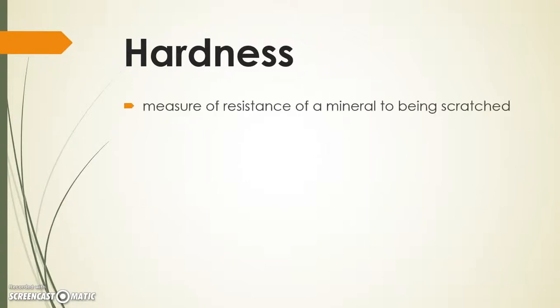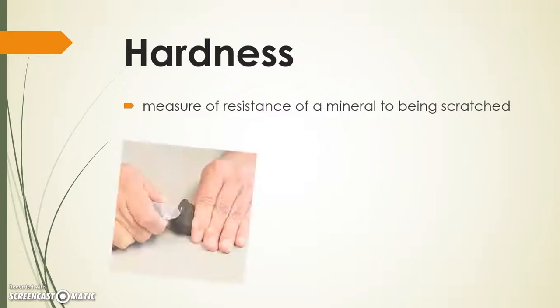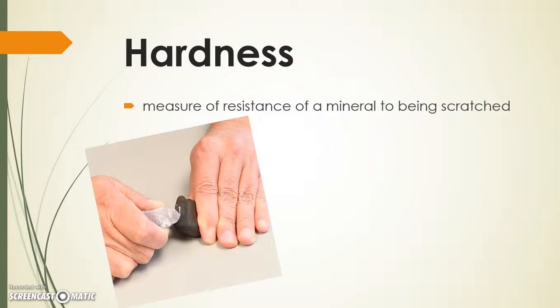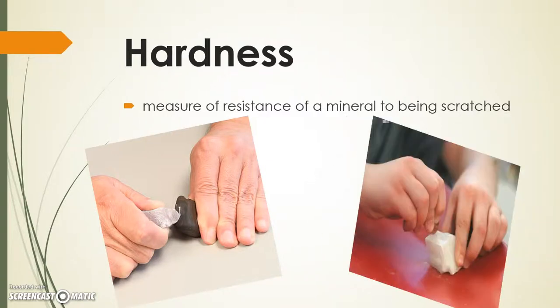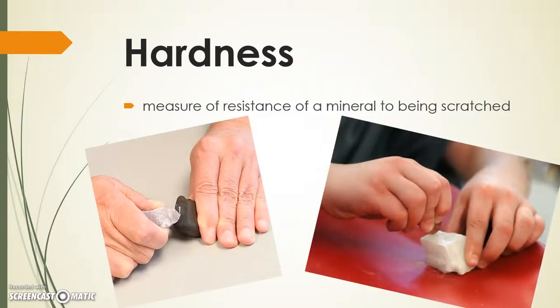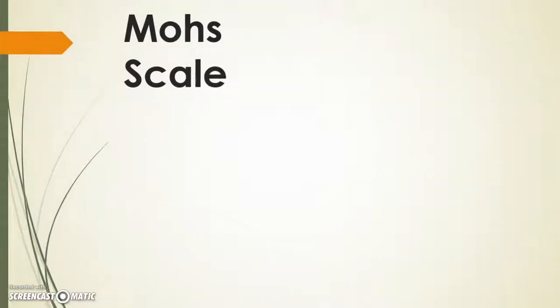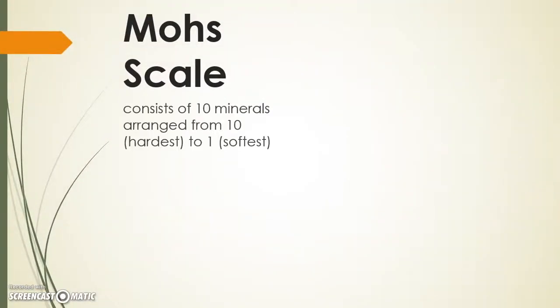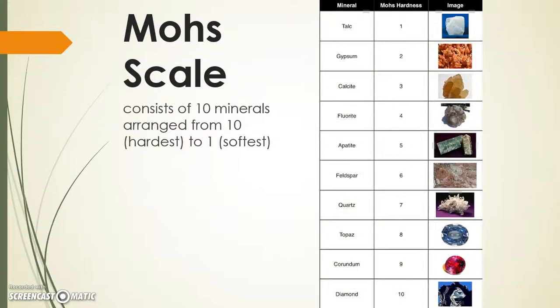Another property is hardness, and that's a measure of resistance to being scratched. So the harder it is to scratch a mineral, the higher it is on the hardness scale. Think about something that's really easy to scratch versus something that's not. And there's actually a scale for this. It's called the Mohs scale of hardness. There's 10 minerals that are arranged on this scale. They go from 10 being the hardest to number 1 being the softest, and I have that scale here.